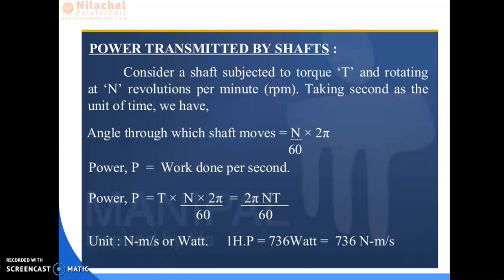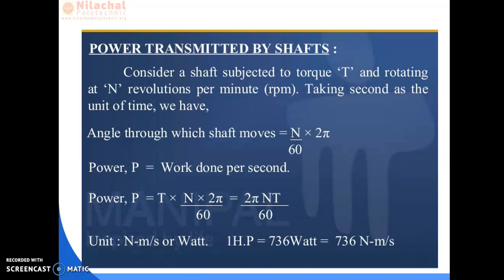In the previous class, we studied the transmission of power by a shaft. We have to derive the formula for power transmission by the shaft. Let us consider the shaft is rotating with a speed of N rpm, meaning number of revolutions per minute. If you are considering it per second, then you have to calculate N by 60. During rotational motion of the shaft, the angular velocity will be calculated.